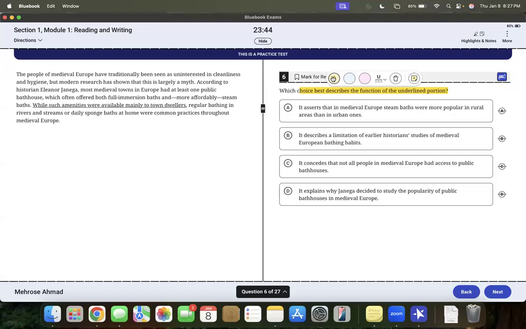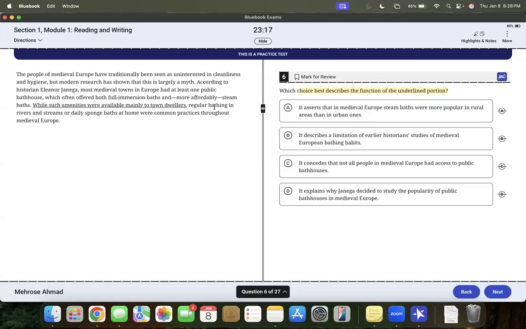Let's read. The people of medieval Europe have traditionally been seen as uninterested in cleanliness and hygiene. Modern research shows this a myth. According to research historian Eleanor Janega, most medieval towns in Europe had at least one public bathhouse, which offered full baths and steam baths. Such amenities were available mainly to town dwellers. Regular bathing in rivers and streams or sponge baths at home were common practice.